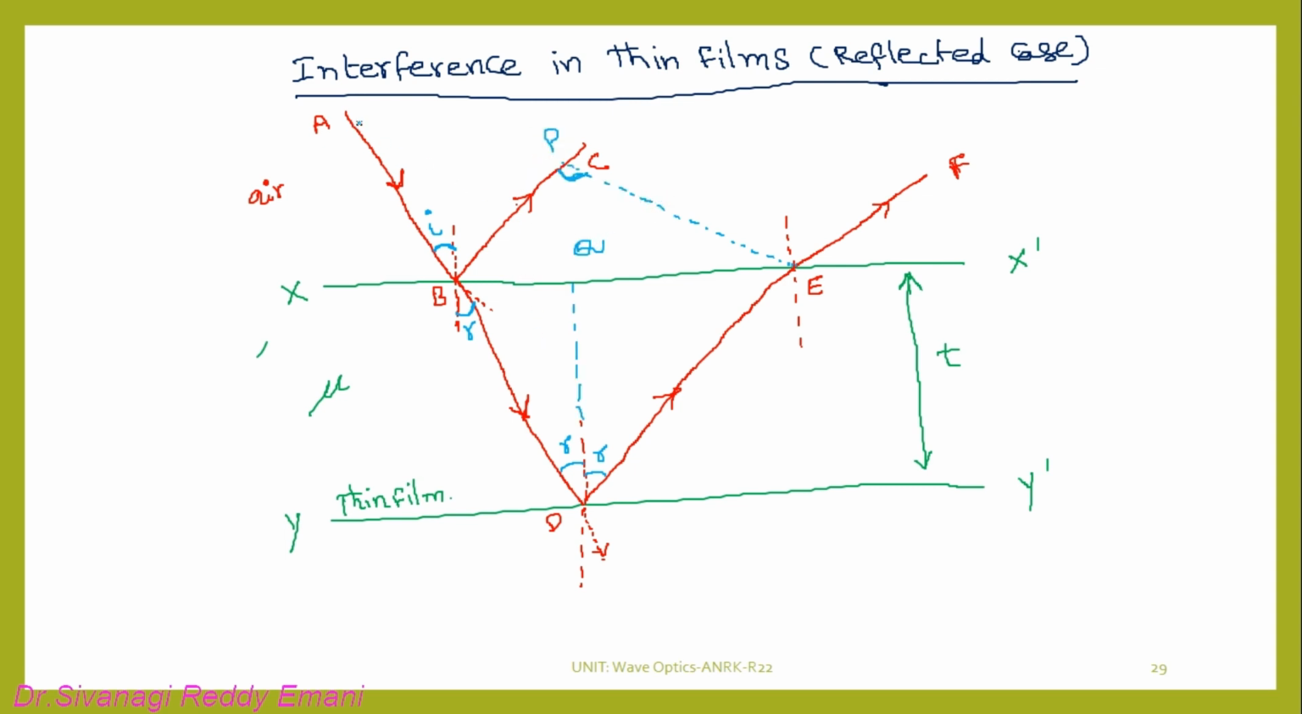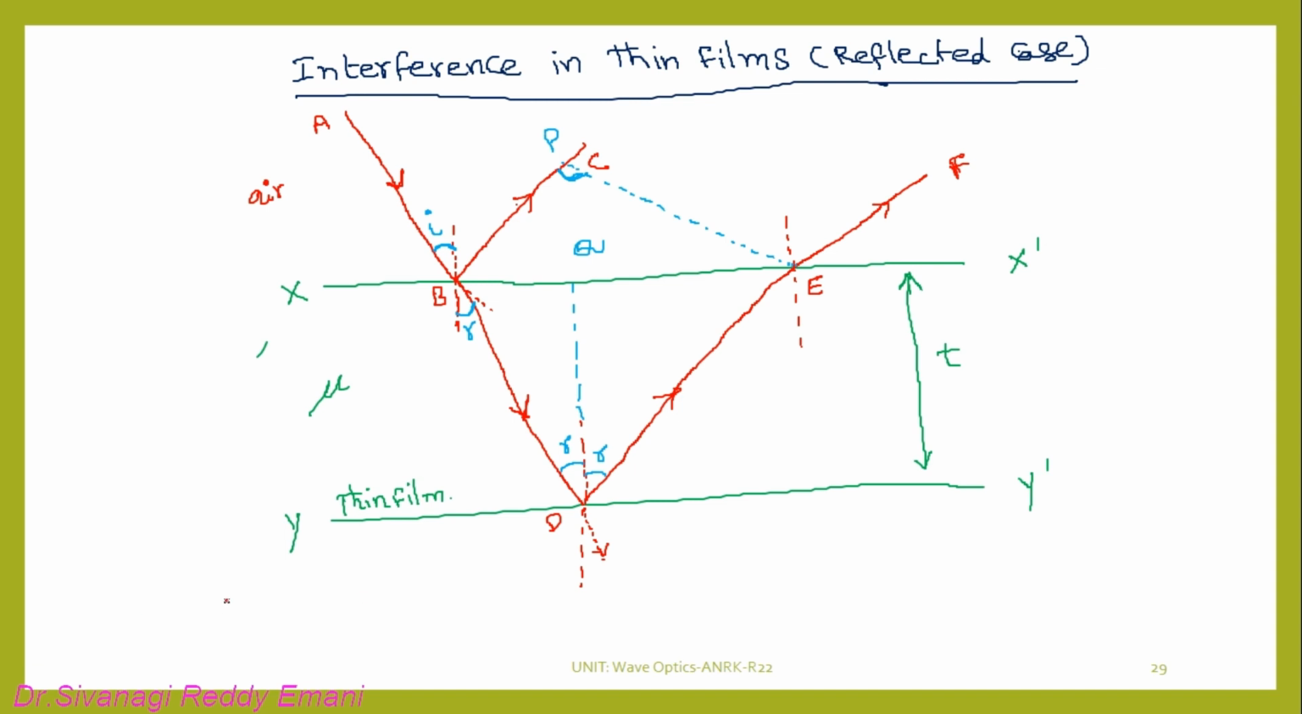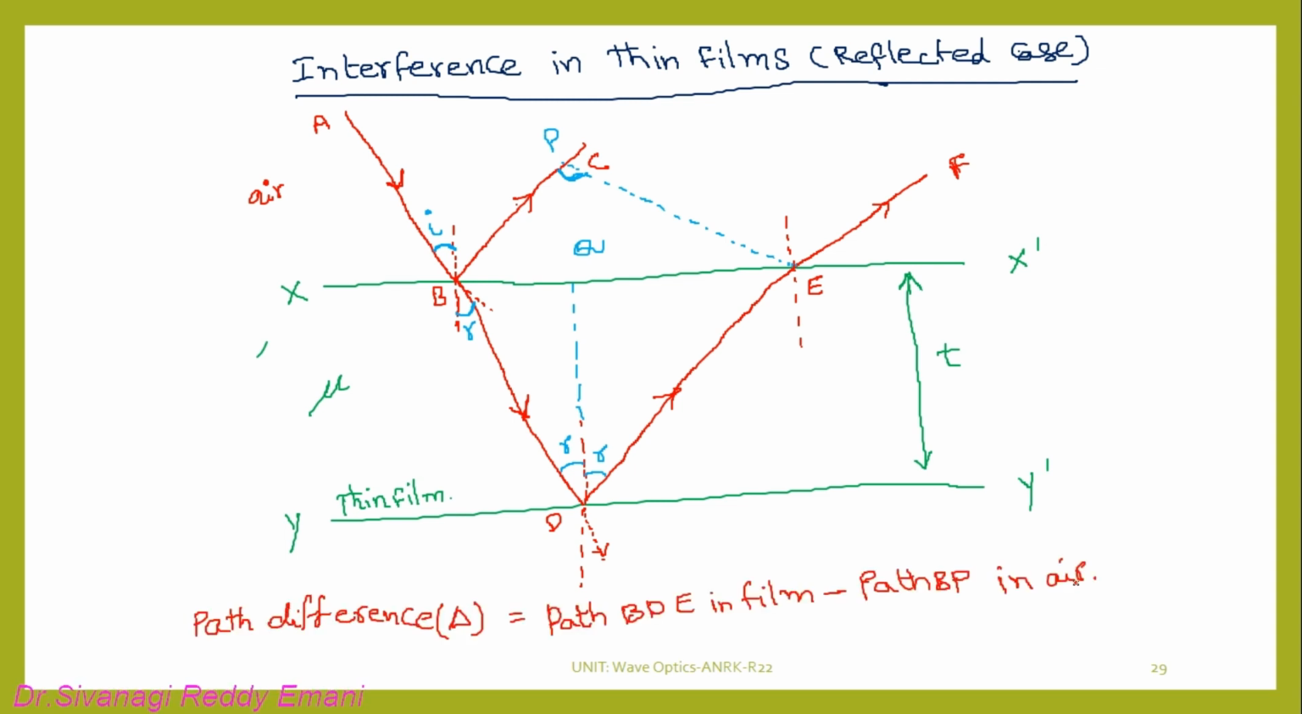Whenever light travels, this is one path, A, B, C. And another path is A, B, D, E, F. So here our main motive is to calculate the path difference, in order to get the constructive and destructive interference. So the path difference will play the key role. We have to calculate the path difference.